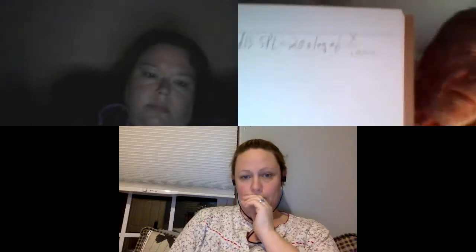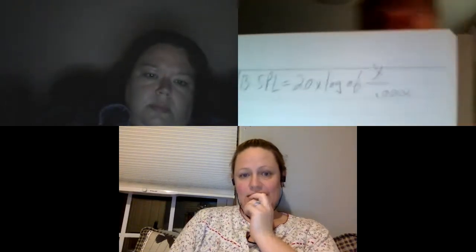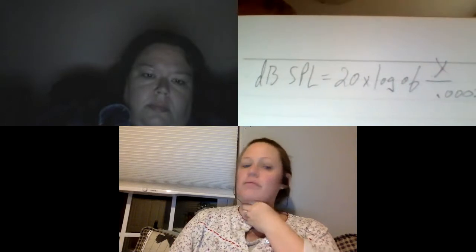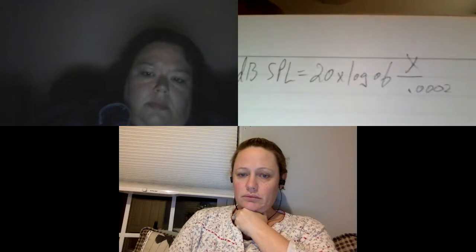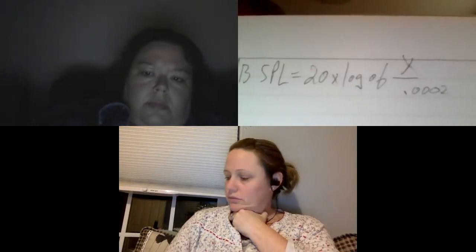So dB SPL equals 20 times the logarithm of x over 0.0002. Can you see that? Okay. 0 dB SPL equals 20 times the logarithm of some pressure x over 0.0002. Because 0.0002, that's the ground. That's 0 dB SPL.